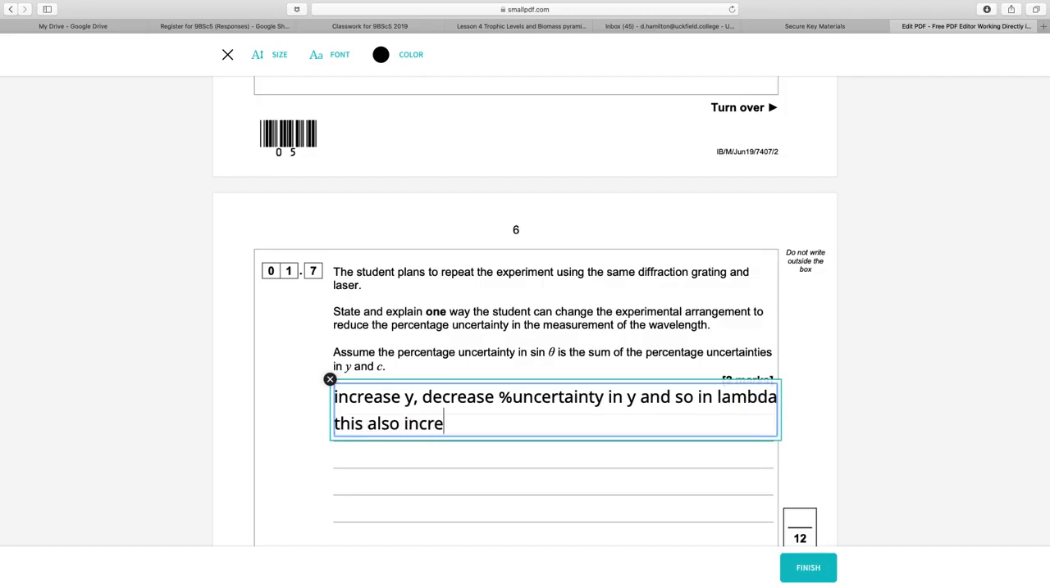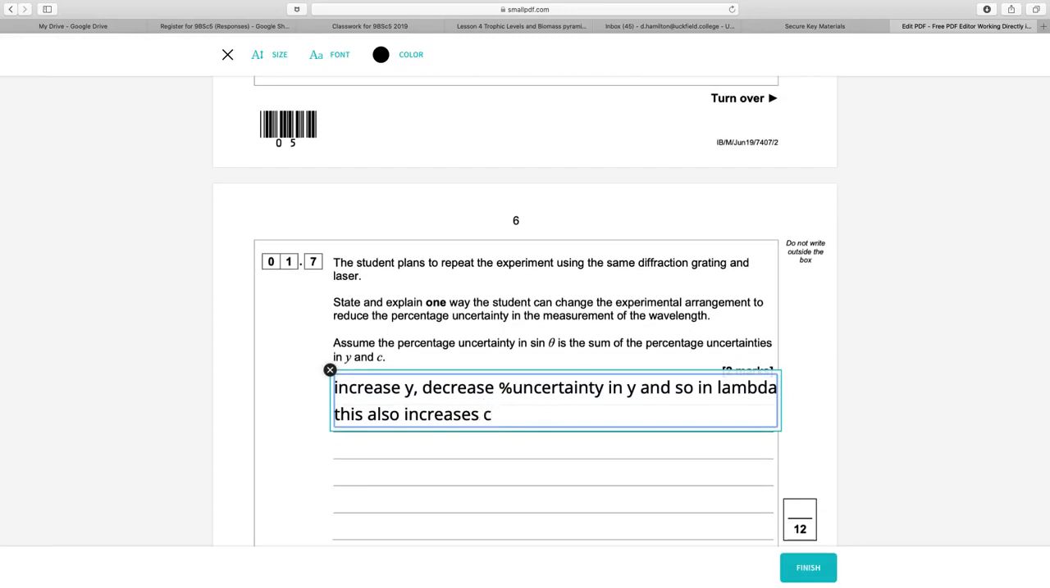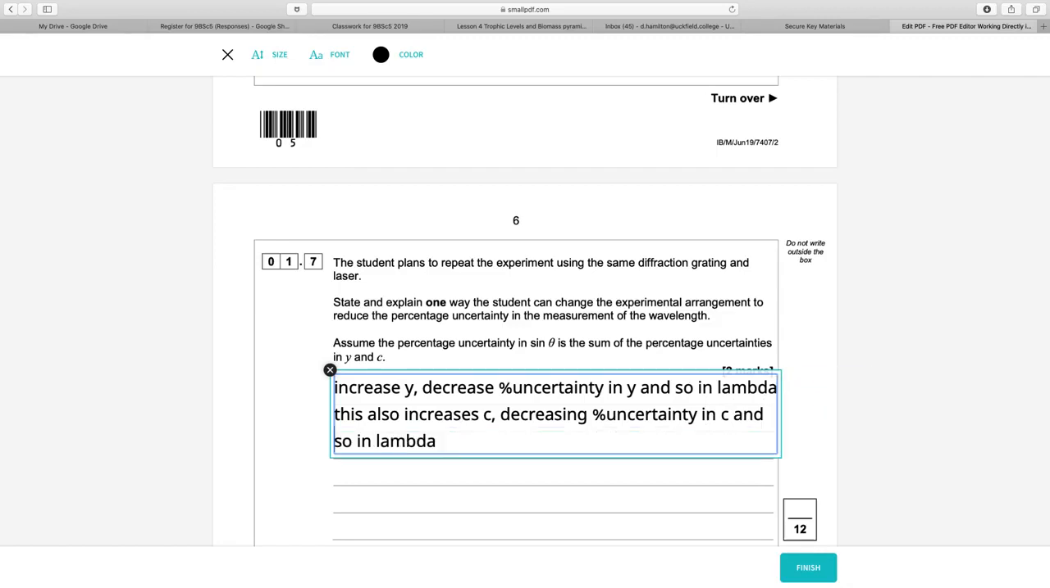This also increases C. That's a capital C, I think, isn't it? Not that it really matters, not a small case C. So this also increases C, decreasing the percentage uncertainty in C, and so in lambda. So, there you have it. Or, of course, you could use a higher order spot.